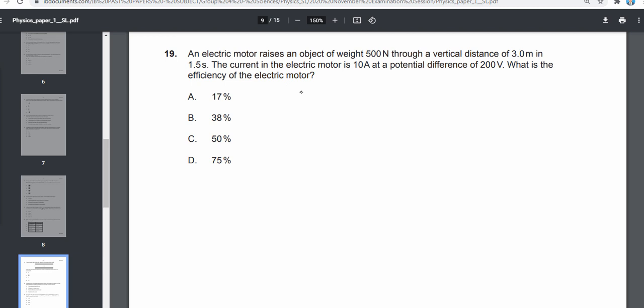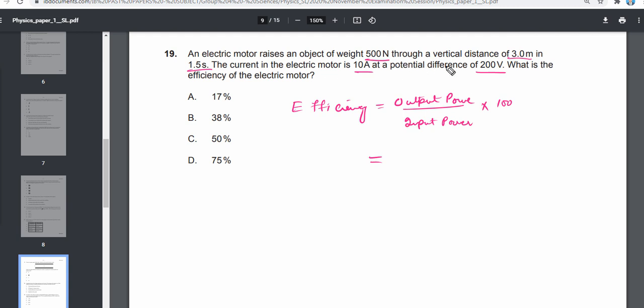Alright, so this question is about the efficiency. It says that an electric motor raises an object of weight 500 Newton through a vertical distance of 3 meters in 1.5 seconds. The current in the motor is this much and the potential difference is this much. What is the efficiency of the motor? As we know, efficiency is equal to the output energy over input energy times 100, but over here we have the output power and we can find out the input power. So I'll use output power divided by the input power times 100.